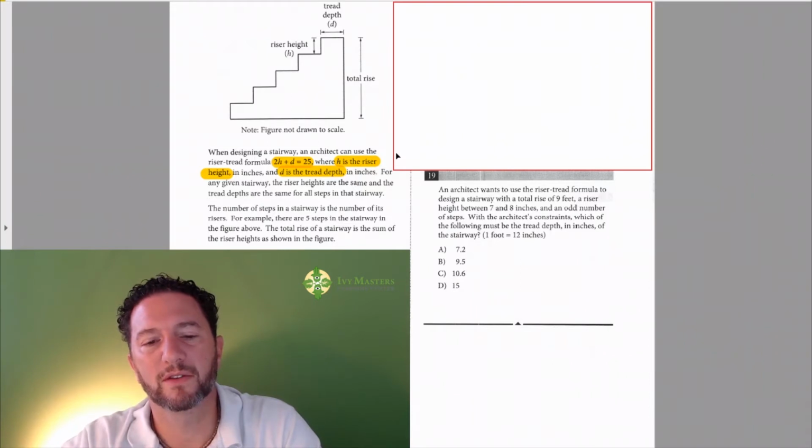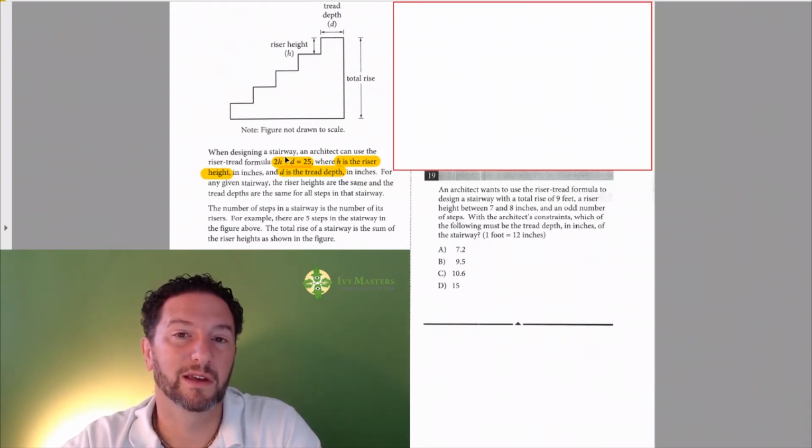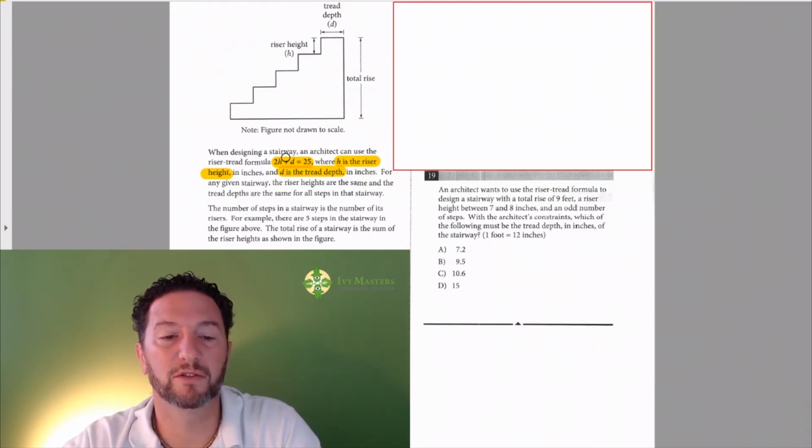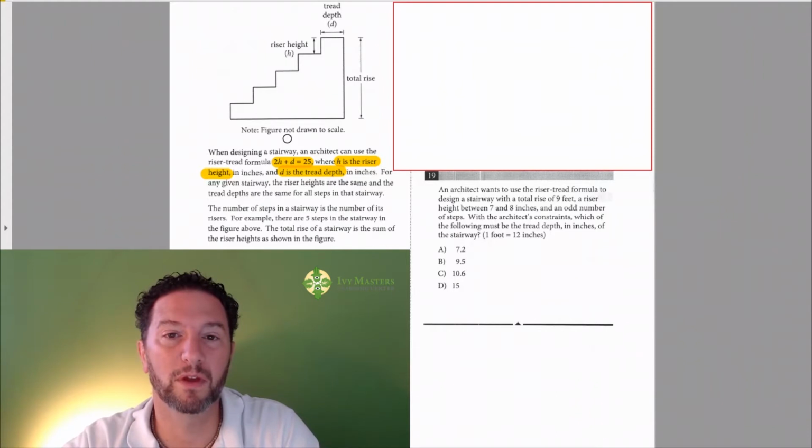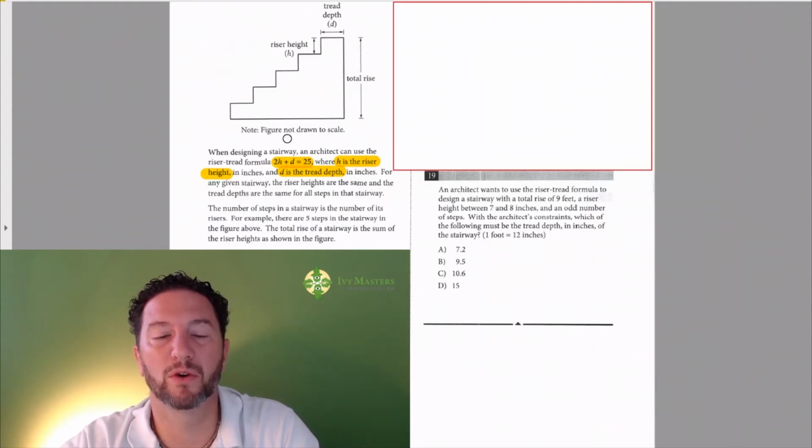And then we get to number 19. And notice what I highlighted here. This is what you should underline on test day and in your practice, so it's second nature by test day: the formula, what the equation is, what the variables stand for.